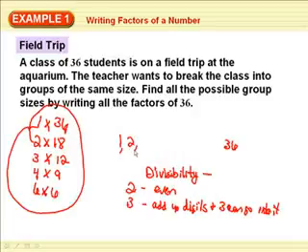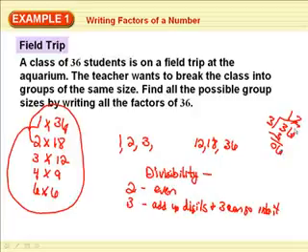2 can go into 36 because it's even, and I know 2 times 18 is 36. I know 3 can go into 36 because 3 plus 6 is 9, and 3 can go into 9, so 3 goes into 36. And if you're not sure how many times, you'd have to go over here and do a little division problem. Okay, no problem. It comes out to be 12, and you should have these memorized.